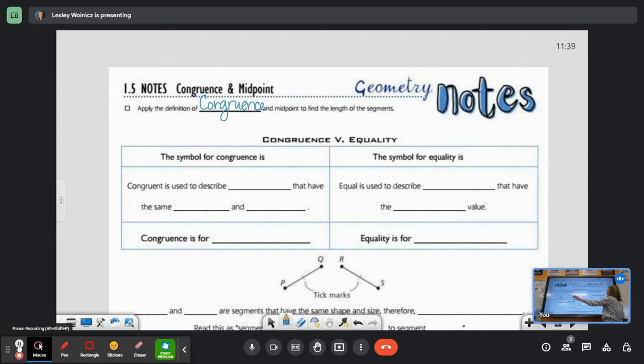So I made this table for us. The symbol for congruence is kind of like the equal sign, but it has a little tilde over the top of it. You already know the symbol for equality. It's just an equal sign. We use congruent to describe figures that have the same shape and size.